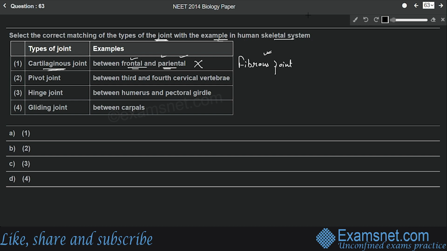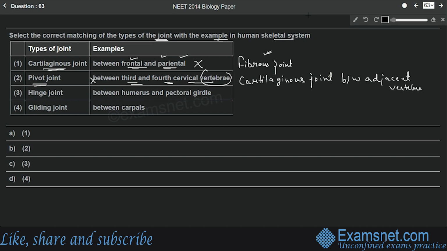Now the second type of joint is pivot joint, and the example is between third and fourth cervical vertebra. So what type of joint is found between the vertebrae? It is cartilaginous joint, not pivot joint. Cartilaginous joint is found between the adjacent vertebra. So this is also an incorrect match.